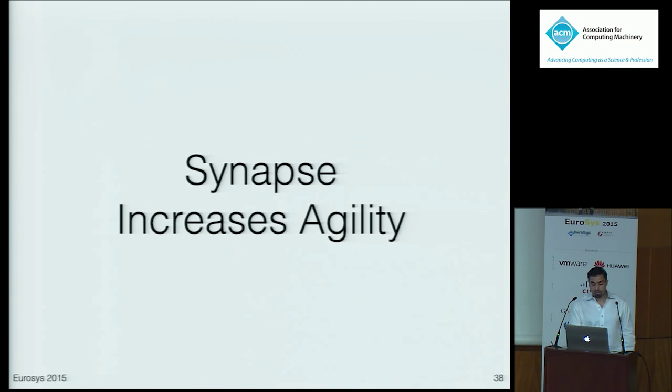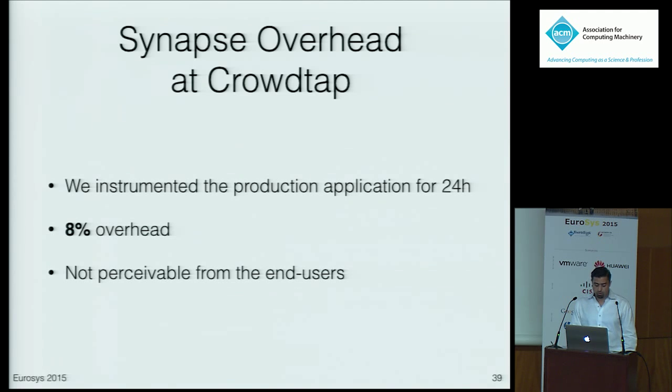All right, so let's look at some numbers now. To evaluate the overhead of Synapse, we instrumented the production application of CrowdTap during a 24-hour window. On average, Synapse adds 8% of additional latency on HTTP endpoints, and this overhead is not perceivable by end users.